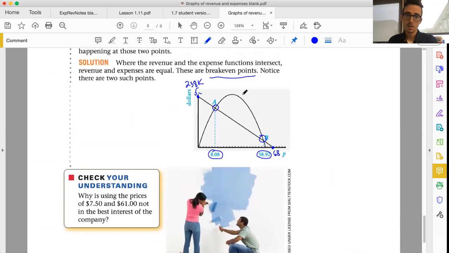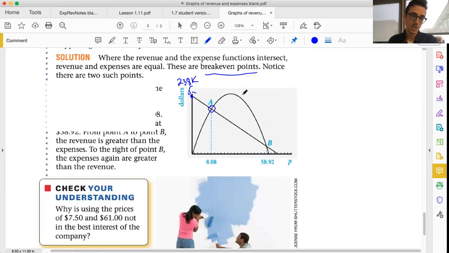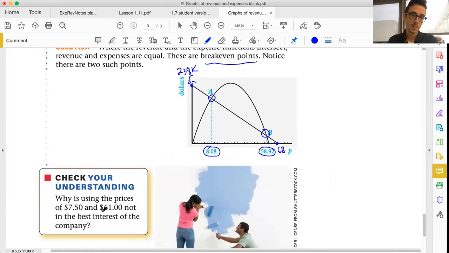And that's it. So the one question here is asking, why is using the prices of 750 and 61 not in the best interest of the company? Well, 750 is around here. And that would be saying that our expenses are greater than the revenue. So at 750 is considered a loss. We lose money.